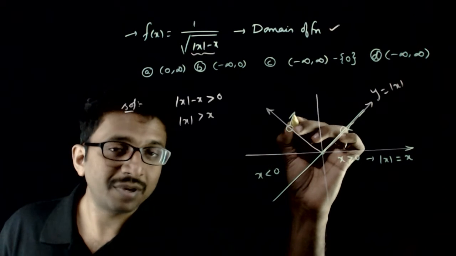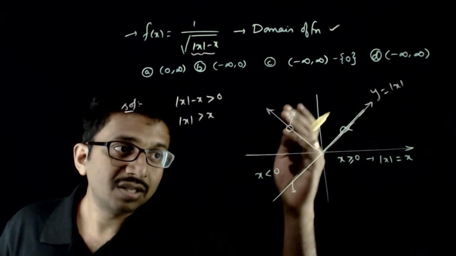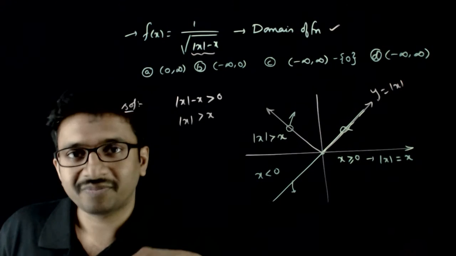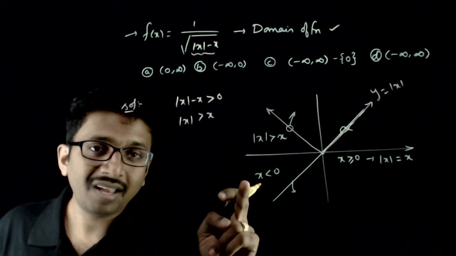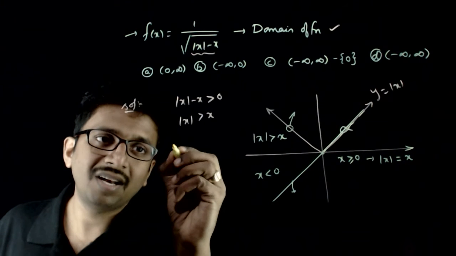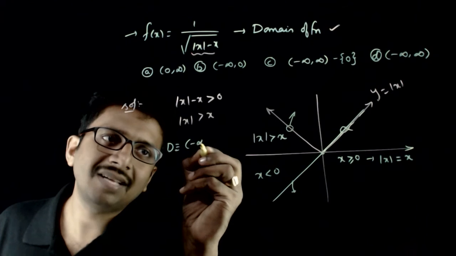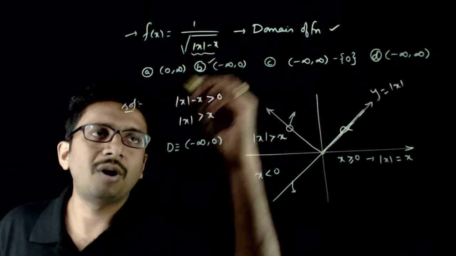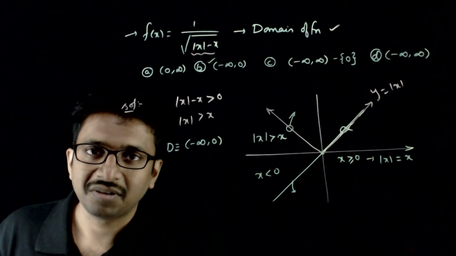is on the upper side, x is on the lower side. So mod x will always be greater than x. So for this function to be defined, x should be negative, strictly negative. That is, the domain is minus infinity comma 0. Minus infinity to 0. So option B is the right answer to this question. Thank you.